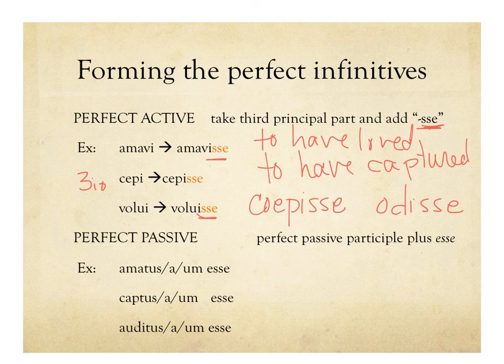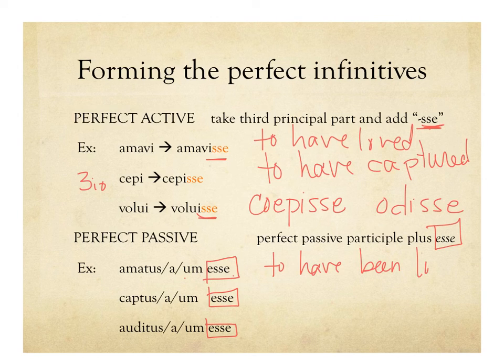The perfect passive infinitive is also pretty easy. As I just said in the previous slides, it looks a lot like the perfect passive of a verb, except instead of conjugating our form of esse, we just have esse right there. So our perfect passive infinitive is amatus, amata, or amatum esse. And for these other verbs, captus esse, auditus esse. If it has a fourth principal part, then we can make it into a perfect passive participle or a perfect passive infinitive. And this would be to have been loved, as opposed to have loved, to have been captured, to have been heard.